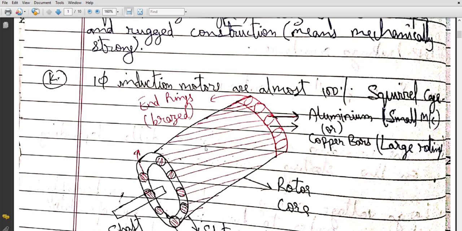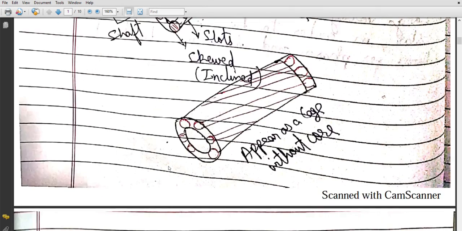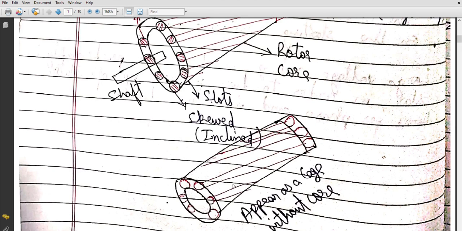So this is the very big advantage. Also I have talked about the advantage that it is maintenance free, since there is no slip ring and brush arrangement, and this is a very strong structure, and you can produce these bars in bulk. Mass production of these types of rotors can be done. So this is another advantage of using such rotors. The slip ring induction motor appears as a cage type.